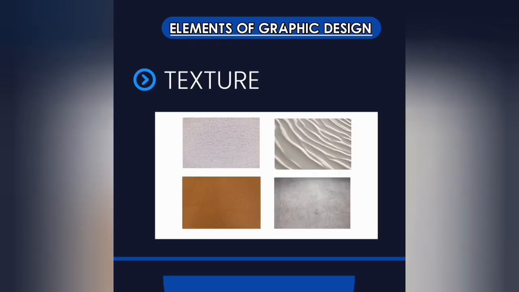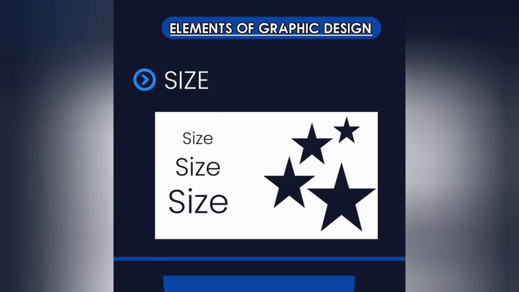The next is texture. Texture basically relates to the surface of objects, like how they would feel when they were touched. All right, as you can see on the illustrations here on your screen, it can be rough, it can be smooth, it can be hard, it can be soft, and so on and so forth. So using texture in design adds depth.